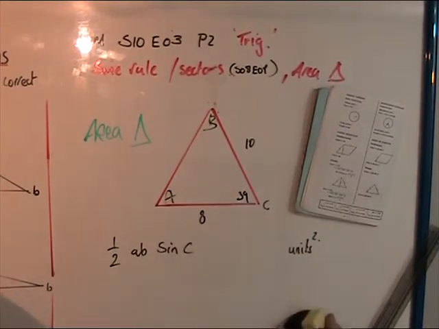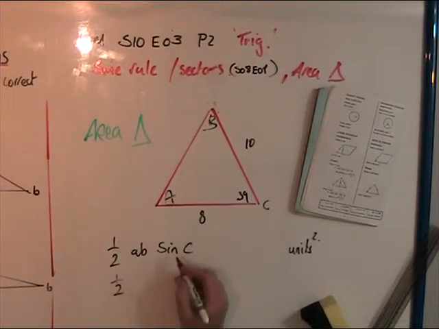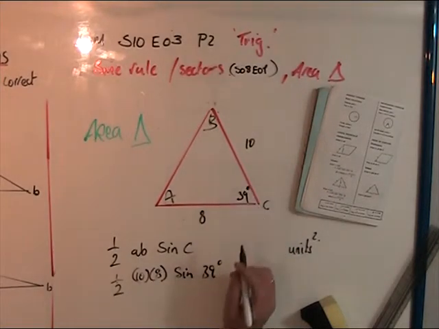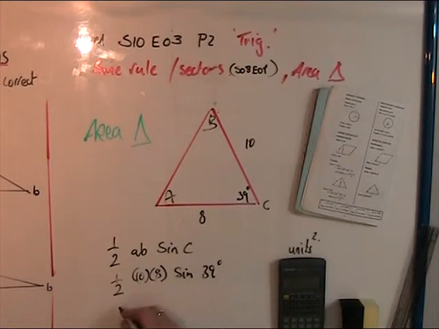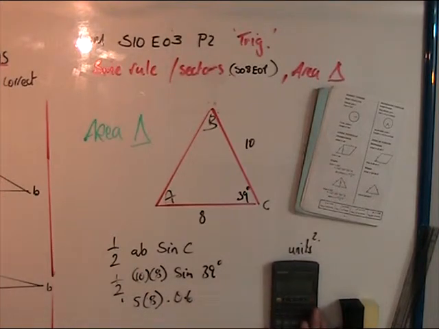No. Right, so half ab becomes half of 10 times 8 times sine of the angle 39 degrees. And so we use my calculator. Sine 39 equals 0.6, so that becomes 5 times 8 times 0.6. So I got rid of the 2, I divided it into the 10. So that's 40 multiplied by 0.6.